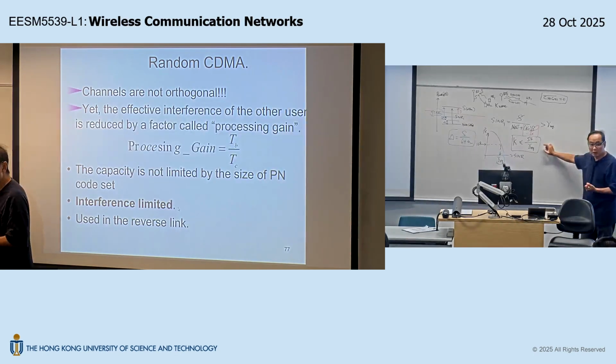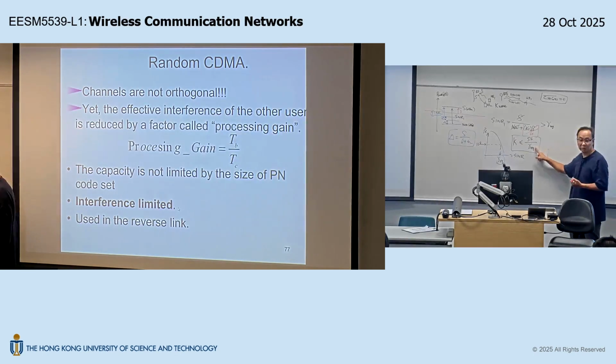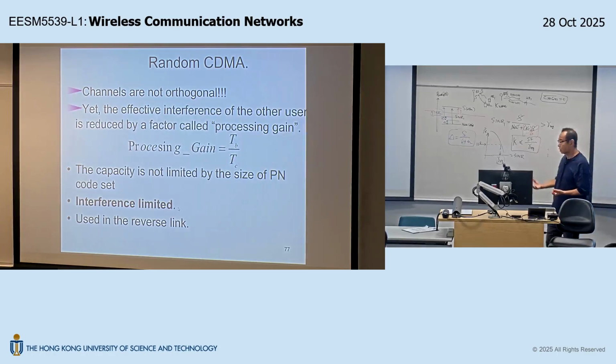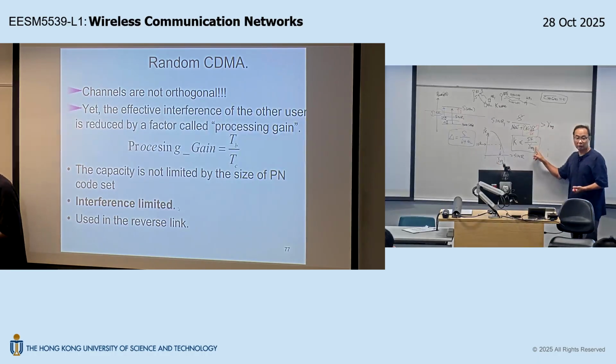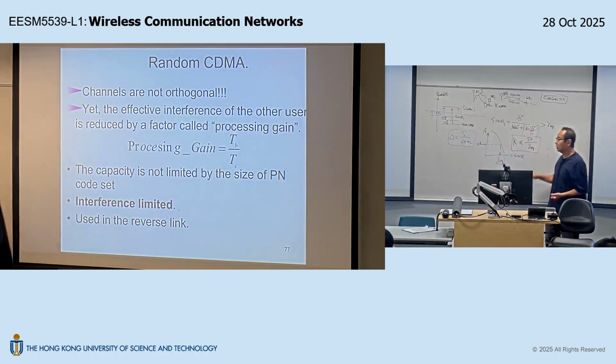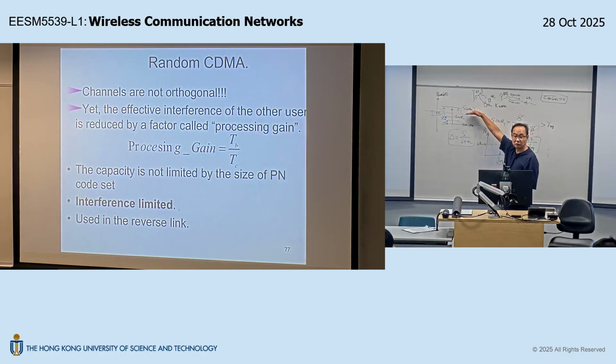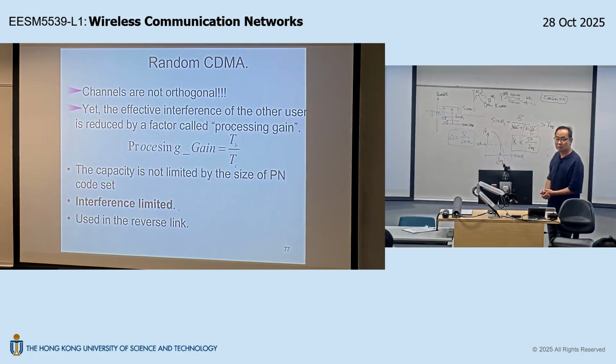The second way I can increase the capacity is to reduce my requirement on the physical layer. So if, let's say, my physical layer is more robust, so instead of requiring 7 dB, I just require 5 dB, then I get a smaller denominator. That means I can tolerate a higher interference level because of my robust physical layer.